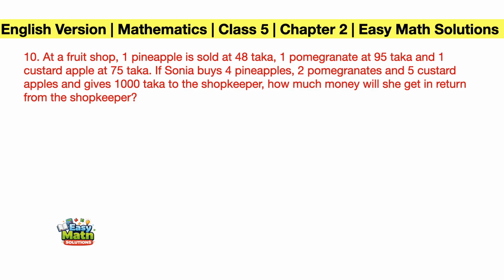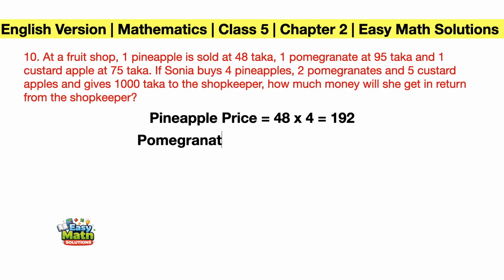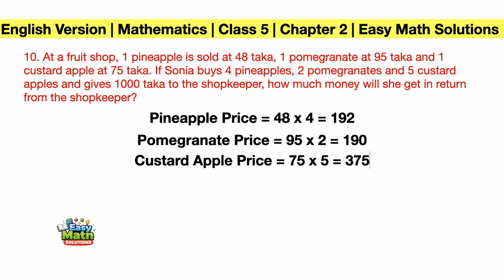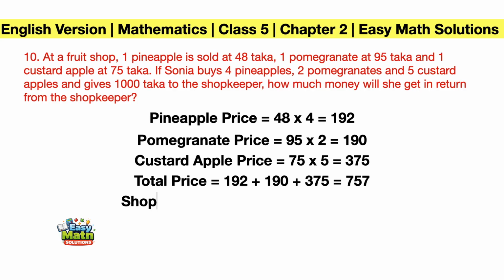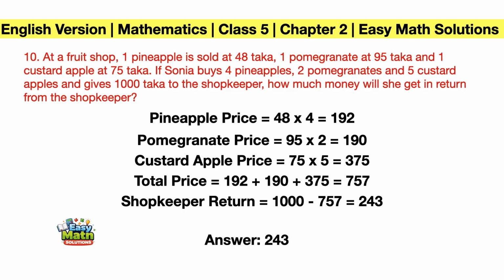So let's check how much she spent. Pineapple price: 48 into 4 equal to 192. Pomegranate equal to 95 into 2 equal to 190, and custard apple 75 into 5, 375. Then total price 192 plus 190 plus 375 equal to 757. The shopkeeper will return 1000 minus 757 equal to 243 taka. Then answer: 234 taka.